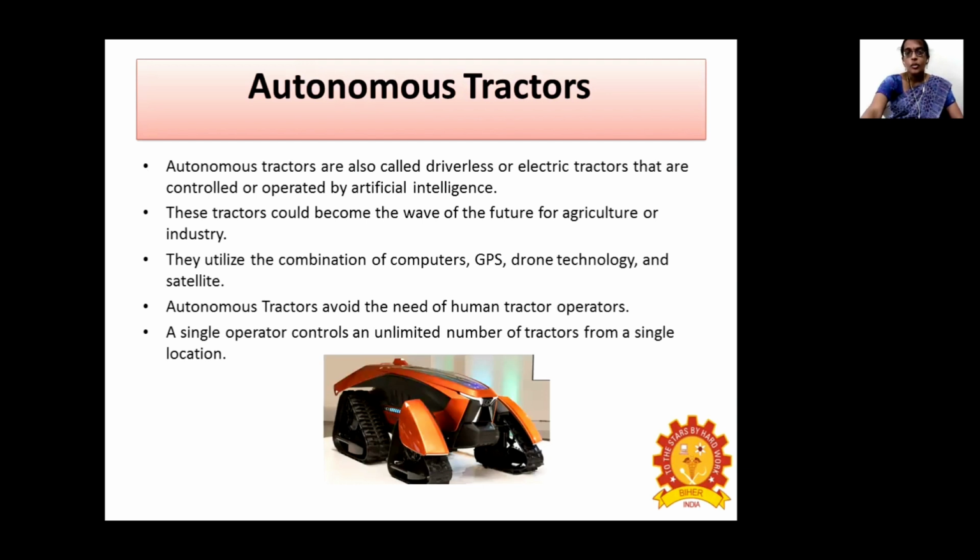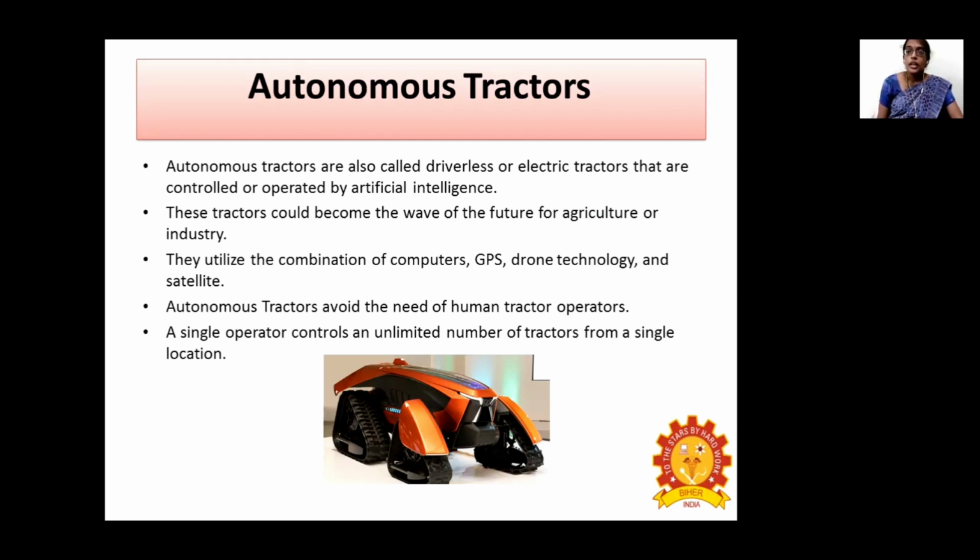And next one is autonomous type tractors. They are normally driverless, and they are known to be electric tractors, which can be controlled using artificial intelligence. So there is no need to have a driver, and these tractors are the wave of the future for any agricultural operation in the agricultural industries.